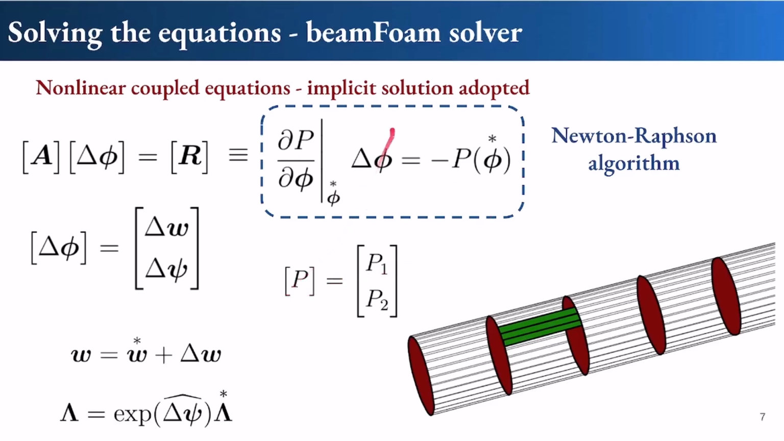So once we find these corrections, the delta phi terms, this is how we update it. You can also see here that the update of a rotation matrix is not straightforward, it's a nonlinear map.